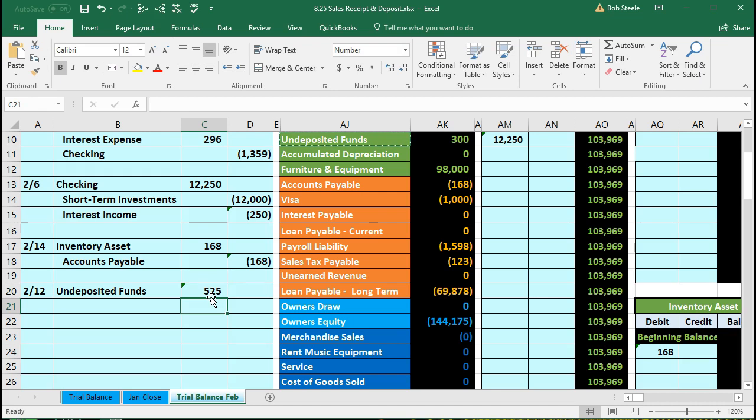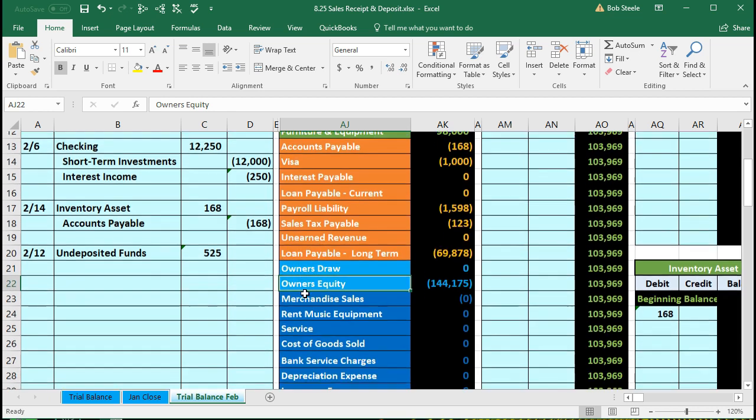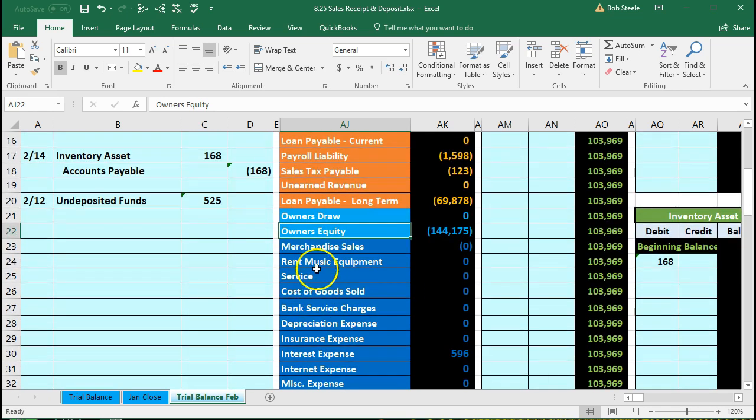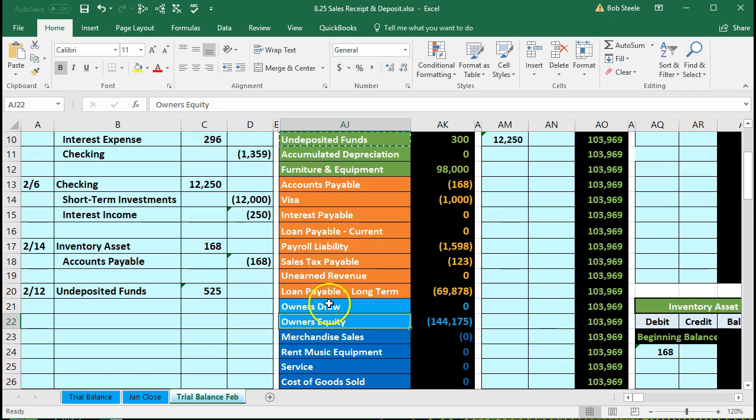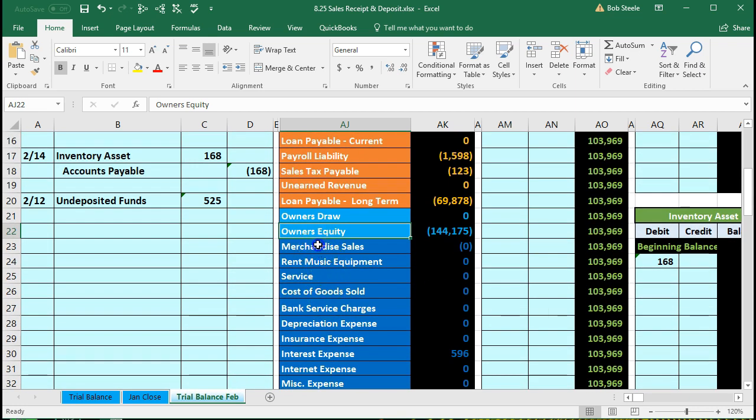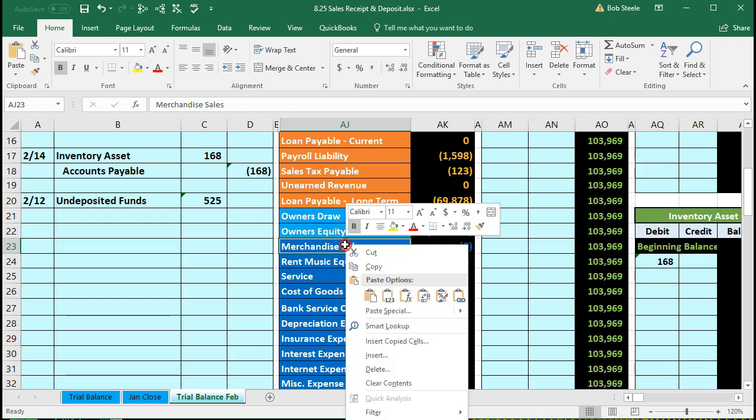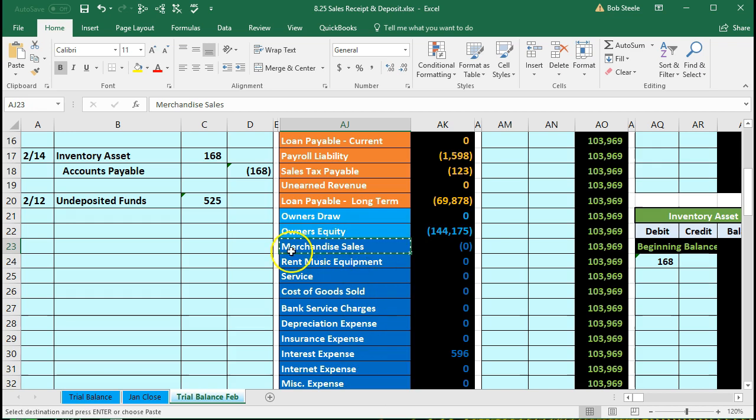And then the other side is typically going to go to sales because we earned revenue. Sales is down here at the bottom, and it goes in order: assets, liabilities, equity, income, and expenses. We're talking about merchandising sales. We're selling merchandise, guitars, and it has a credit balance. We're going to increase it by doing the same thing to it, which in this case is a credit. So we're going to copy the merchandise sales. We're going to put that in B21, right click and paste 1, 2, 3.